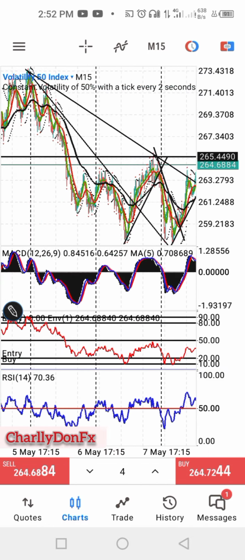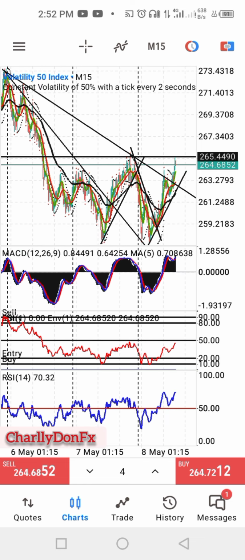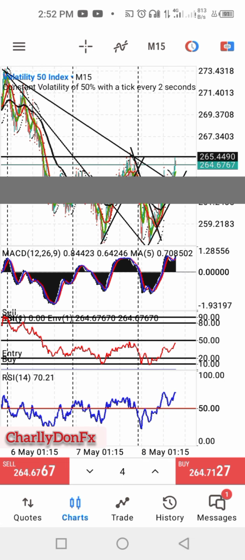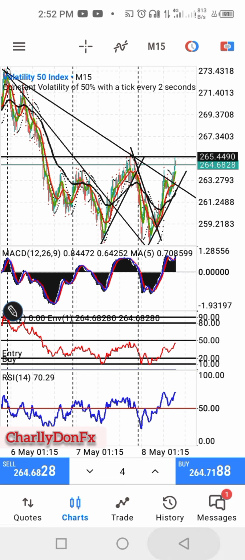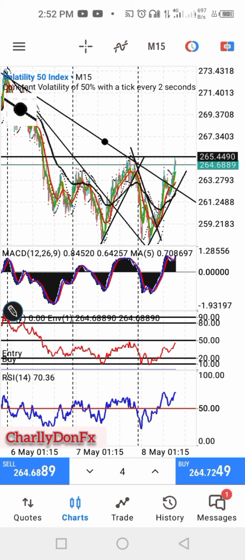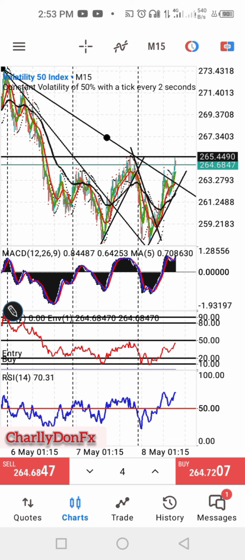Now look at what happened, guys. Take a look at this trend line, this one in particular. We made this trend line from here to there, right? Good and fine. Now look at what happened.